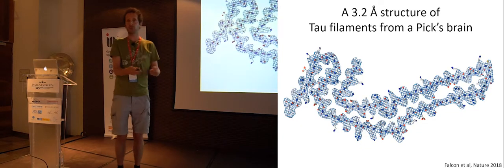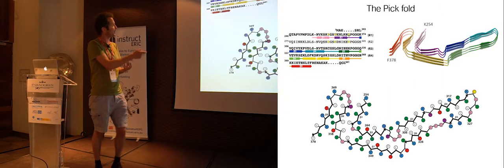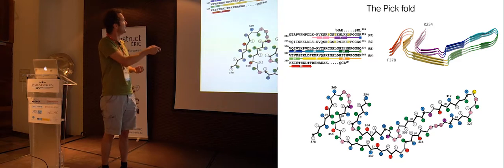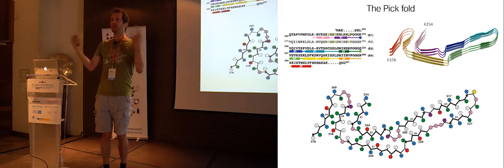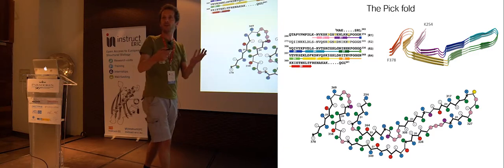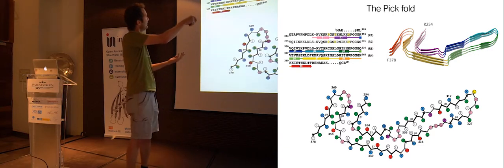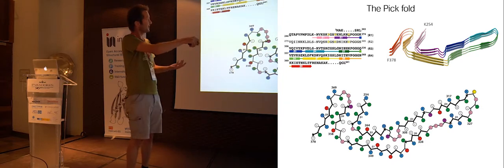Now, this is the structure and the map of the Pick structure, and I'll just move on to the schematic view. In this case, the structure actually starts here at lysine 254 of repeat number 1. And remember, repeat number 2 is not present because this is only three repeat tau isoforms in the filament. So these isoforms go from K274 here straight to V306.